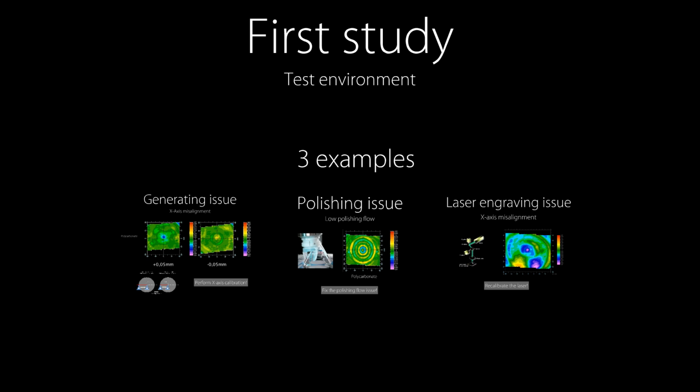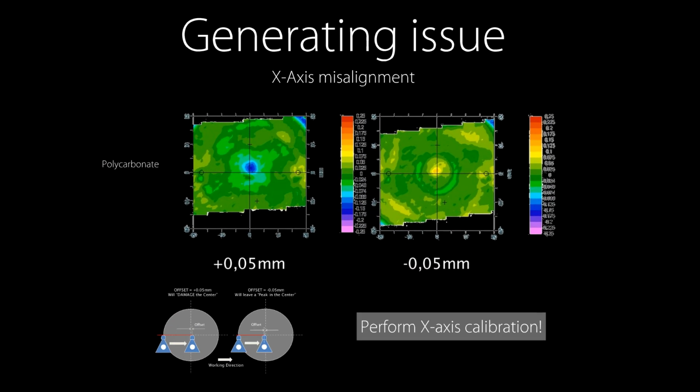You remember the generating issue due to the x-axis misalignment? Well, it has been shown that it creates a center dot pattern. When the offset is positive, too much material is removed at the center and the power is too low at the center. When the offset is negative, there is not enough material removed at the center and the power is too high, as you can see on those 2 error maps. The action step is then to do an X calibration.